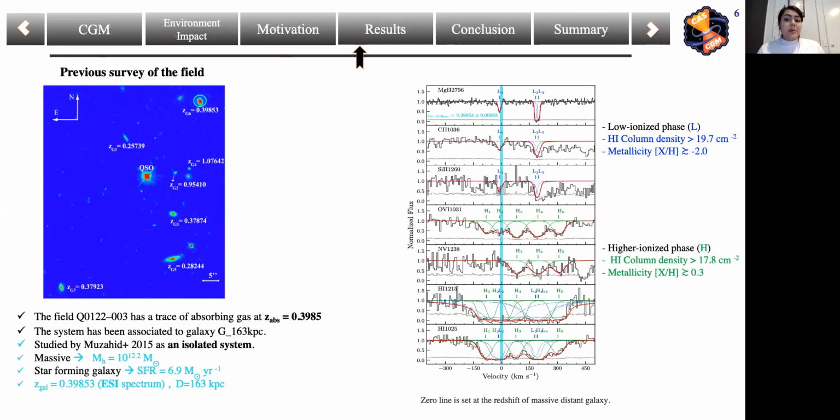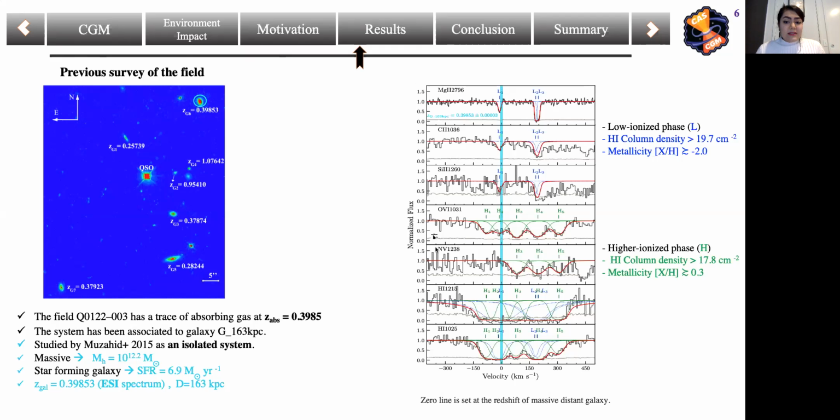This HSC image shows the field of a quasar with an intervening absorption system at redshift 0.39 that was previously thought to be the CGM of an isolated, massive star-forming galaxy with strong outflows, studied by Muzahid et al. This galaxy is marked with cyan on all the figures.